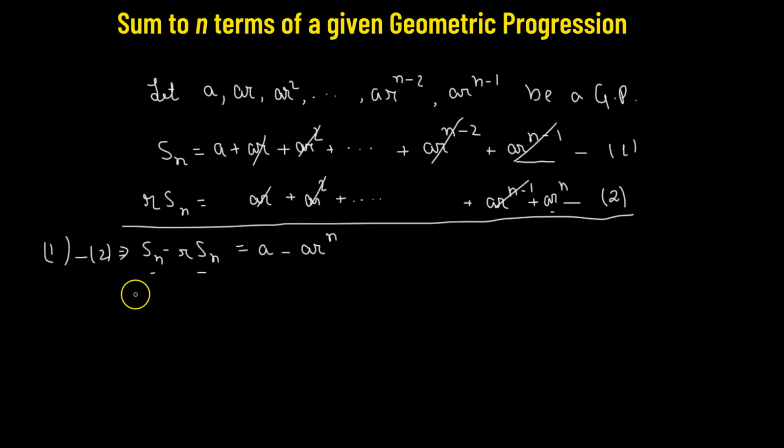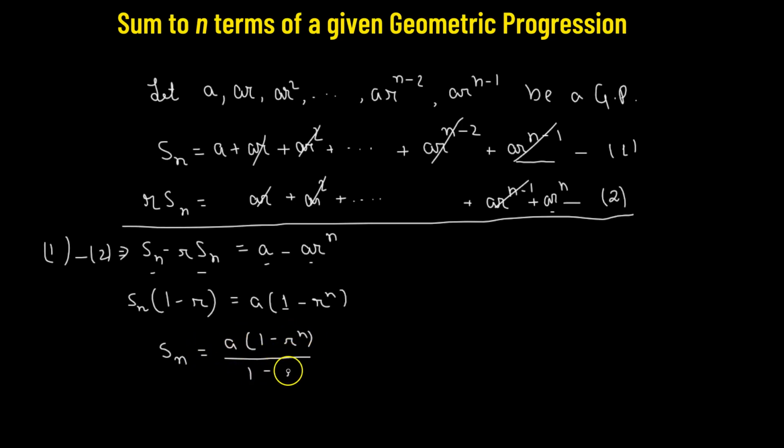So we can take Sn as the common factor on the left hand side. So we have Sn multiplied to 1 minus r equals to, and we can take a as the common factor on the right hand side. So we have a times 1 minus r raised to the power of n. Now dividing both sides by 1 minus r, so Sn will be equals to a times 1 minus r raised to the power of n divided by 1 minus r. So this is the sum to the nth terms of a given geometric progression.